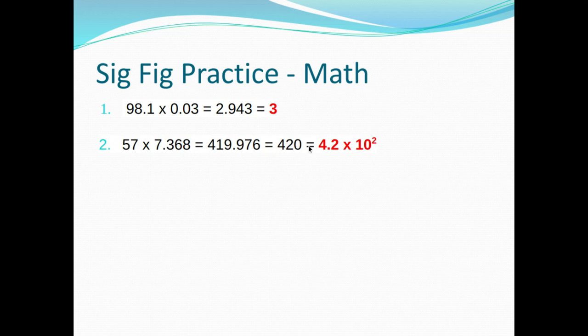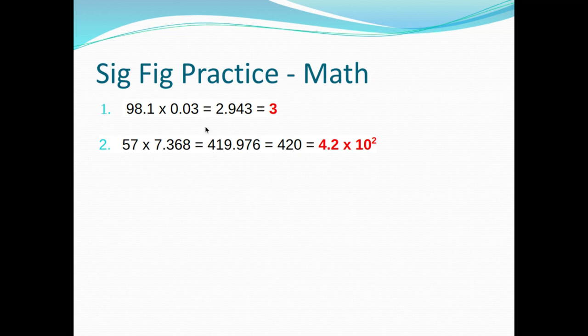Second problem. My answer should be 4.2 times 10 to the second. You could also write 420. This still has the same amount of sig figs as this one. It's just not as easily obvious. So why? We need to count sig figs again. So 57 has 2. 7.368 has 4 sig figs. So my answer can only have 2 sig figs because 57 has the least amount.